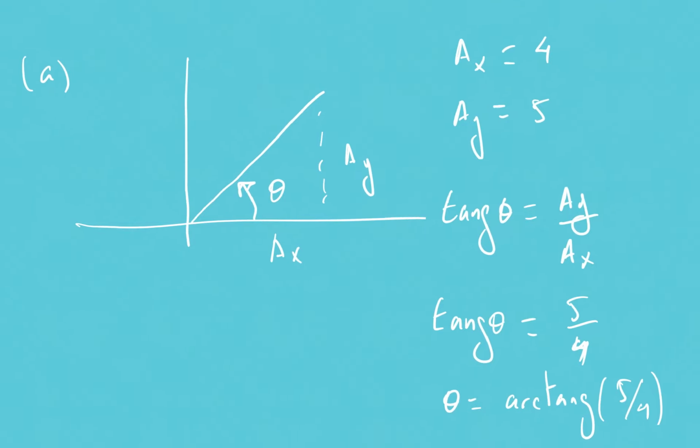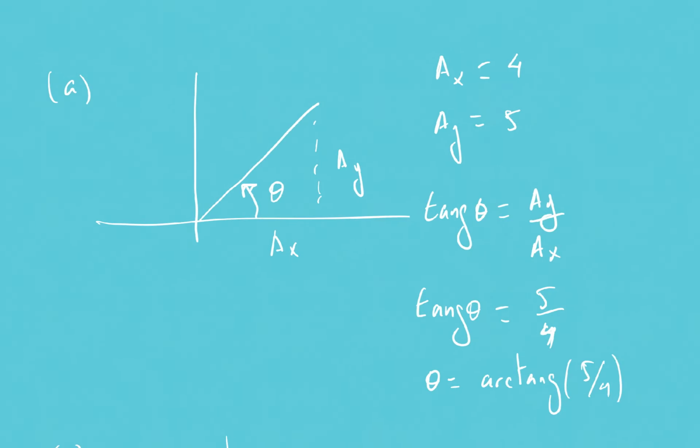So the tangent of the angle. The magnitude of A is clear: Ax squared, so it's 4 squared plus 5 squared, square root. This is the magnitude of A. No problem with this. It's the Pythagoras theorem. The tangent of theta is the opposite divided by the adjacent, so it's Ay divided by Ax. So the tangent of theta is 5 divided by 4.